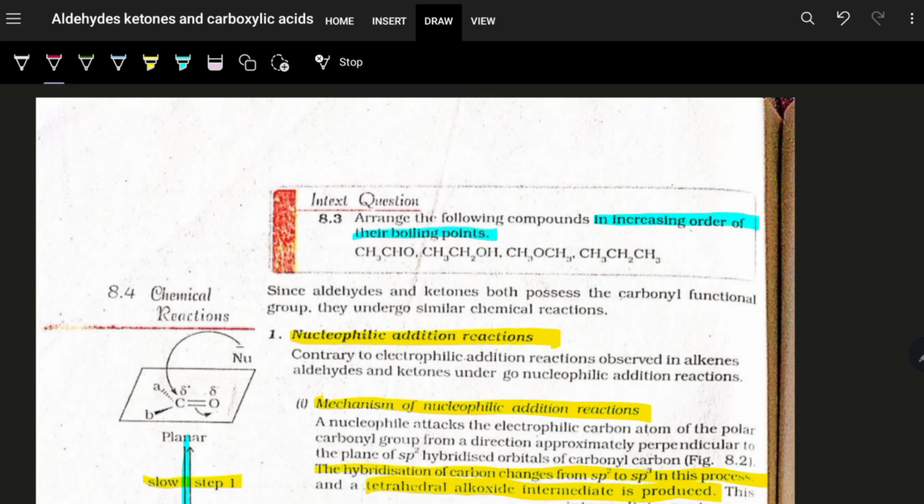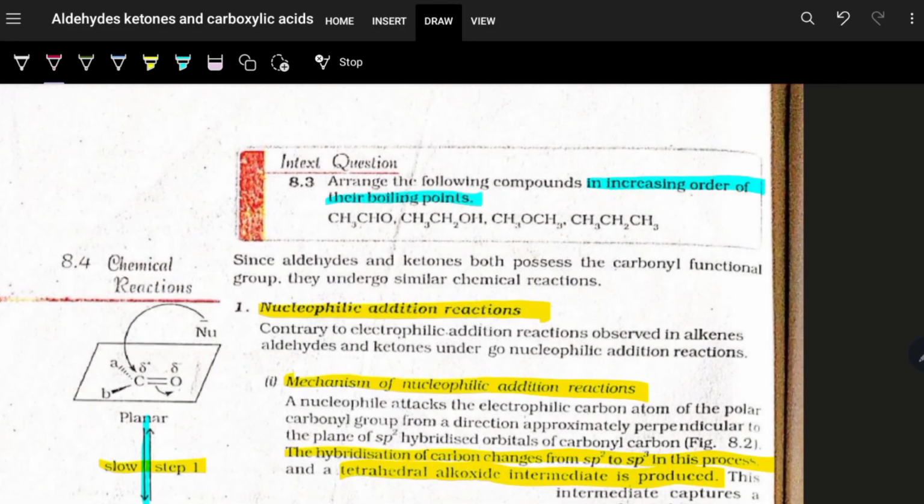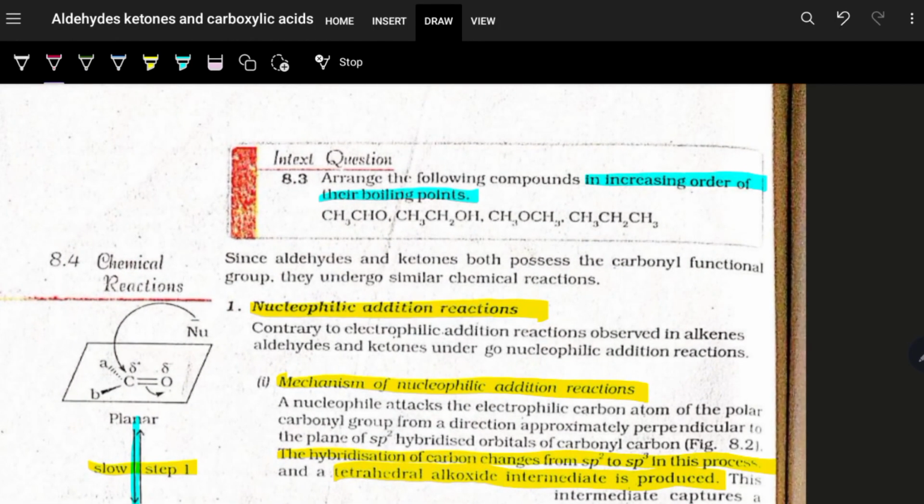Next, moving to the in-text question. Arrange the following compounds in increasing order of their boiling point. So this is your aldehyde, which I number as 1. This is alcohol, which I number as 2. And this is 3, which is ether. And this is 4, which is hydrocarbon.